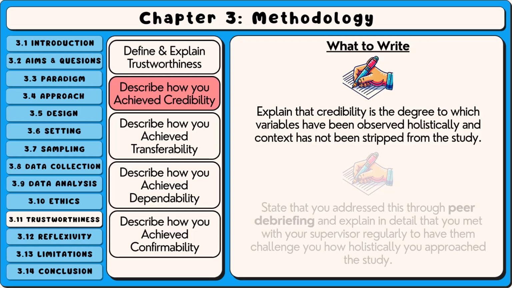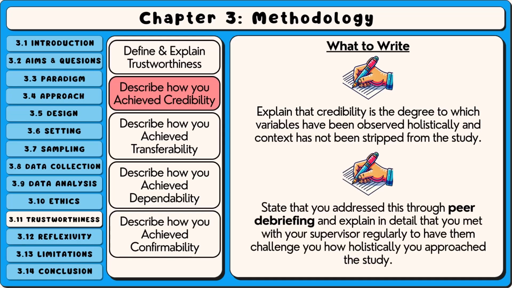Next, describe how you achieved credibility. First, explain that credibility is the degree to which the variables have been observed holistically and context has not been stripped from the study. Remember the metaphor of the elephant here, where we want to make sure that we describe the elephant from all angles. After explaining what credibility is, say that you addressed this through peer debriefing and explain in detail that you met with your supervisor regularly to have them challenge you on how holistically you approached the study.